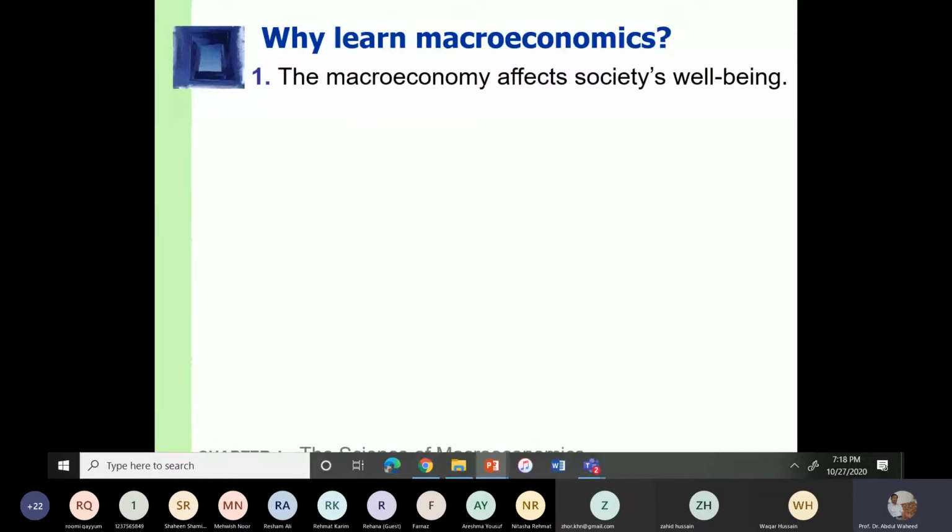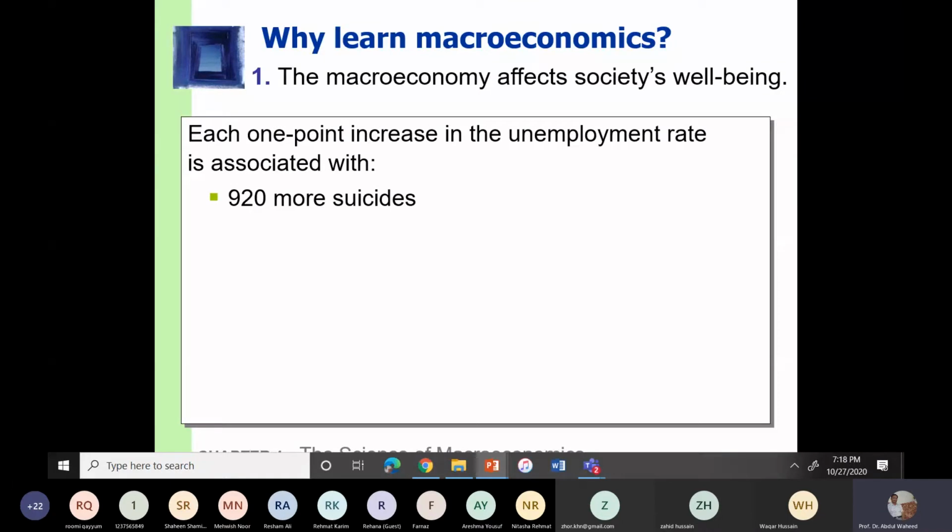Then why do we study macroeconomics? Because the macroeconomy affects society's well-being. You see that each 1 point increase in the unemployment rate is associated with 920 more suicides. Because if people are unemployed, it will be difficult for them to survive, so they will commit suicide. And also there will be 650 more homicides.